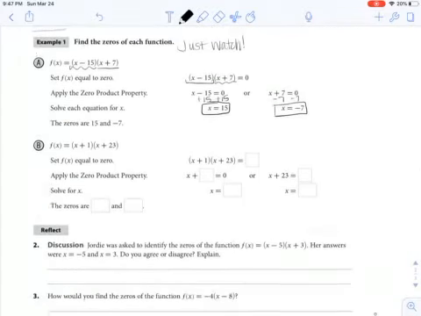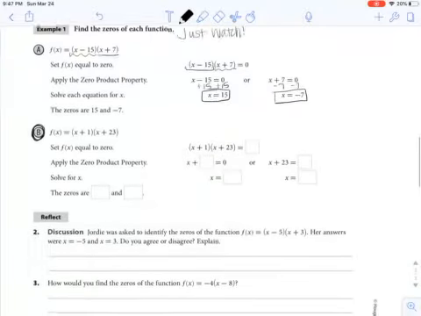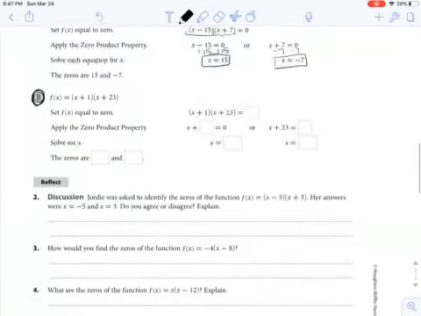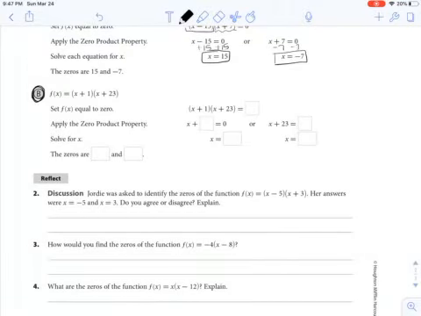Okay, and so now I want you guys to go ahead and write with me. So you guys are going to do B with me. f of x equals x plus 1 times x plus 23. We know that the first thing we need to do is set it equal to 0, and then we're going to set each part. So we're going to take the first part here, x plus 1 equals 0, and my second part here, x plus 23 equals 0.